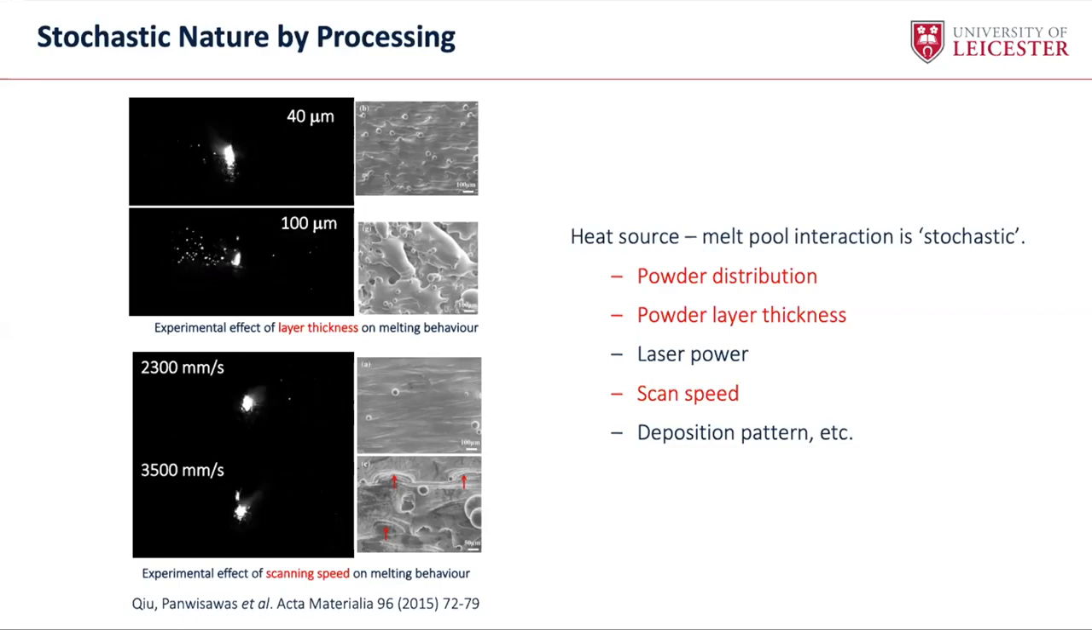condition. This gives you two examples of different behavior from different process parameters, which are layer thickness and scanning speed. They give totally different surface and subsurface porosity levels, and this has to be understood. And how can we predict that? This is the question I want to ask.